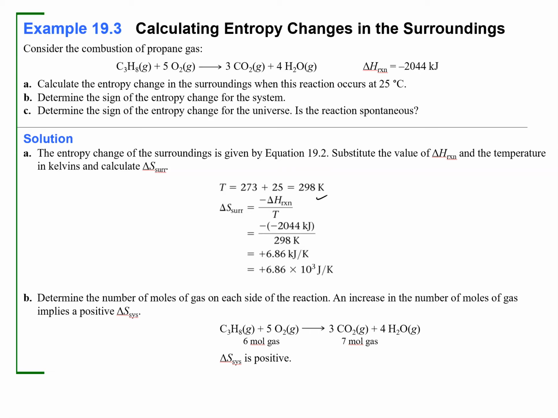Now, the second part of this is determine the sign of the entropy change for the system. So, in this particular case, we have an increase in the total number of moles of gas. We're going from 1 mole of propane plus 5 moles of oxygen is 6 moles of gas to a total of 7 moles of gas as product. So right away, we're ending up with more moles of gas than we did before. We know this is going to be a positive change in entropy for the system.